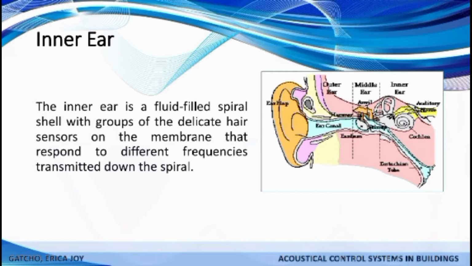The inner surface of the cochlea is lined with over 20,000 hair-like nerve cells that perform the most critical role in our ability to hear.